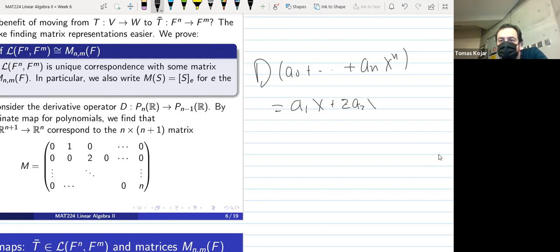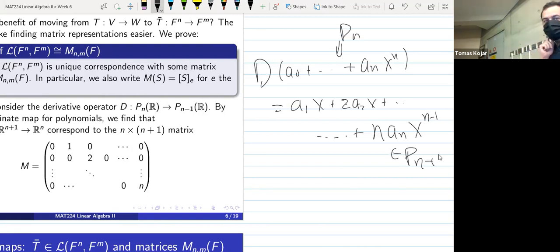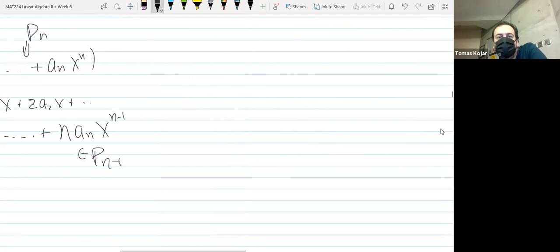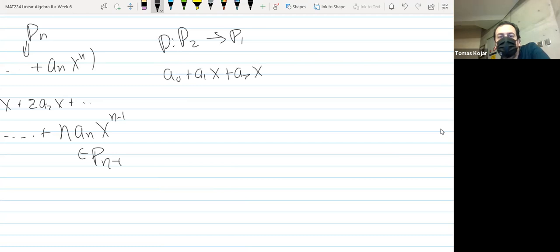So this is 2 times n a_n x^(n-1). So that's the mapping, and the question is, can you represent this as a matrix? This is a bit too much, so let's keep it cleaner. Let's just do P2. This is easier. It takes a0 + a1x + a2x squared and sends it to a1 + 2a2x.